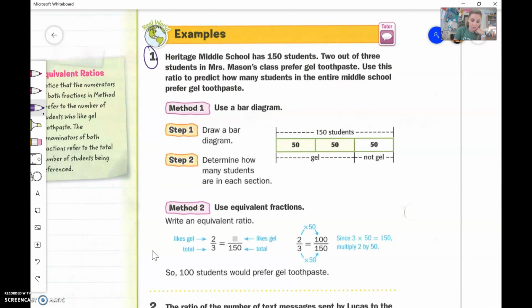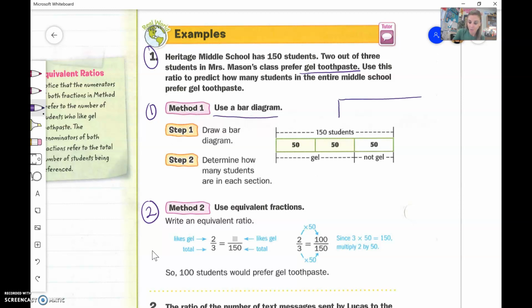Number 1 says Heritage Middle School has 150 students. 2 out of 3 students in Miss Mason's class prefer gel toothpaste. Use this ratio to predict how many students in the entire middle school prefer gel toothpaste. So here we are actually using the ratio problem. I'm going to teach you 2 methods that you've already seen before, and you choose which method works best for you. I prefer the equivalent fractions, but some people like to draw a diagram.